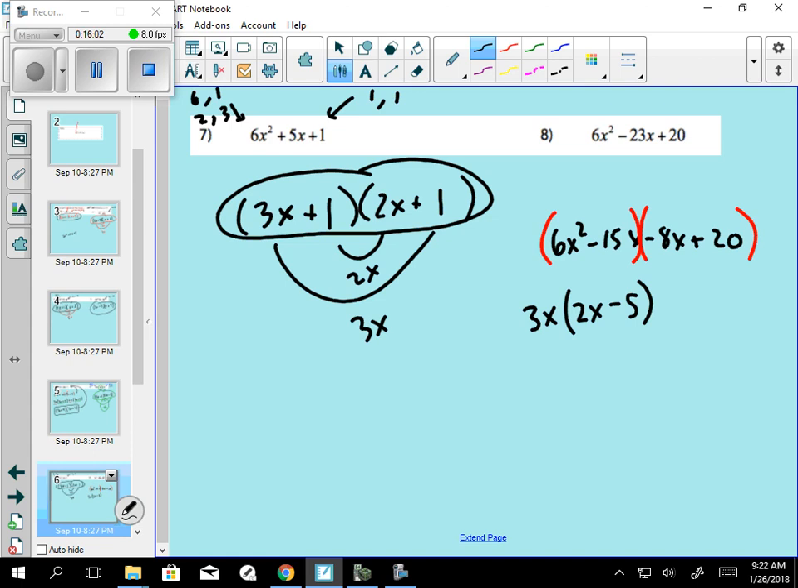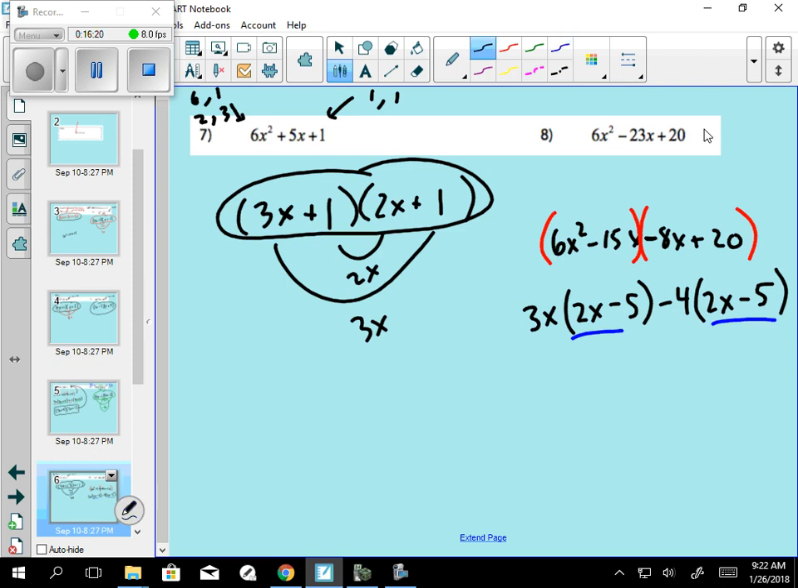Looks like 4 goes into both those numbers. And since this first term is negative here, let's take out a negative 4 and write what's left over. So if we divide the first one by negative 4, we get 2x. If we divide 20 by negative 4, we get negative 5. Again, notice these are the same.